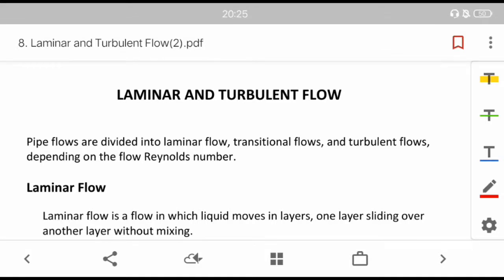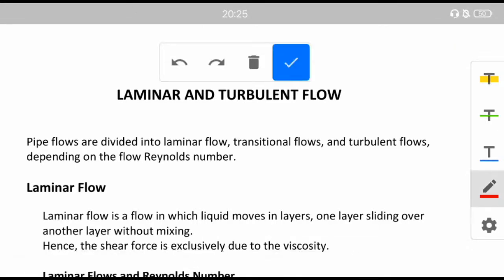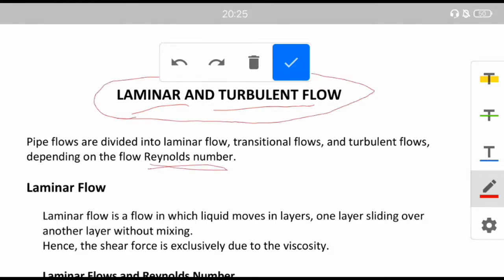So, in the last video lecture we were learning about the boundary layer theory, and in this new chapter we will learn about laminar and turbulent flows. Previously we read about laminar and turbulent flow in fluid kinematics. Whether the flow is laminar, turbulent or transitional is determined by the Reynolds number, which we came to know about in the sixth chapter, the flow through pipes.